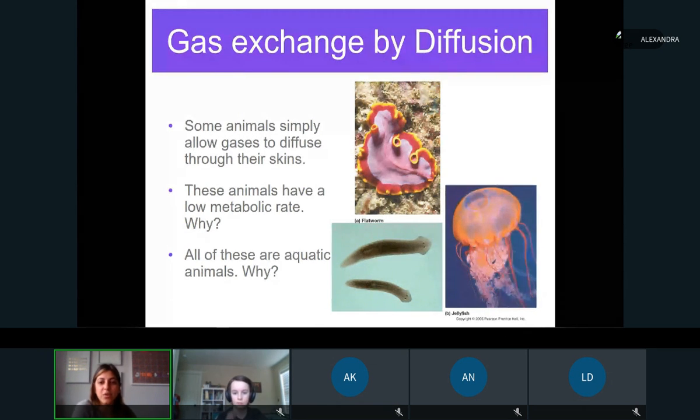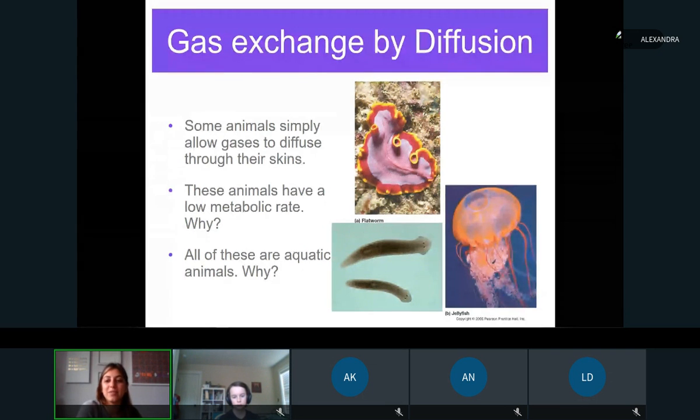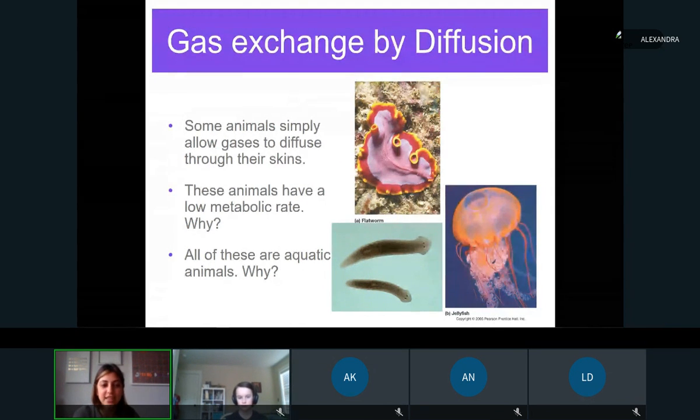Let's start with the second question, right? Does being aquatic mean that they have a low metabolic rate? Wow, that was hard. It's a good question, Logan. I think that there is a connection, right? Why might that connection be? That's a really good question.